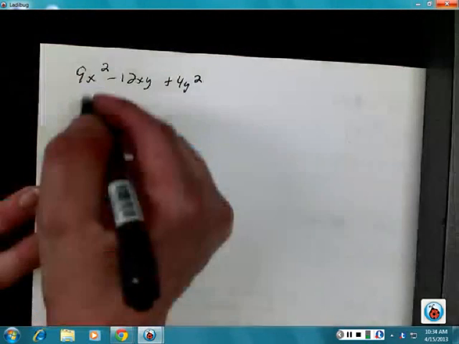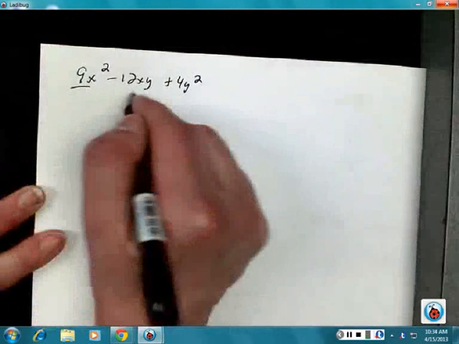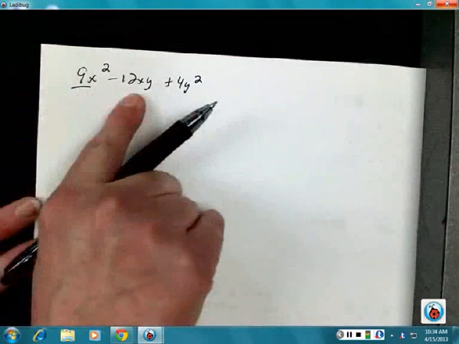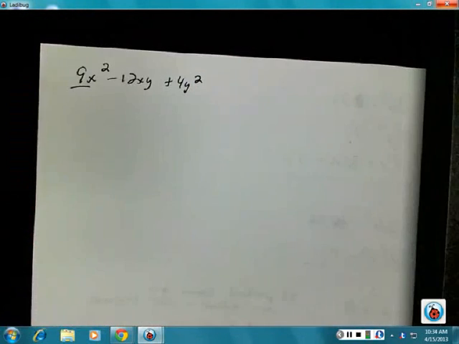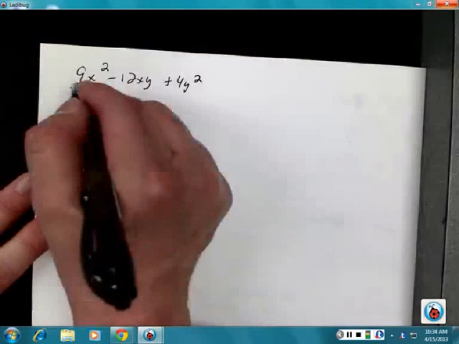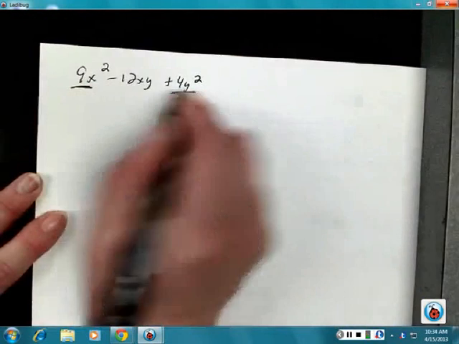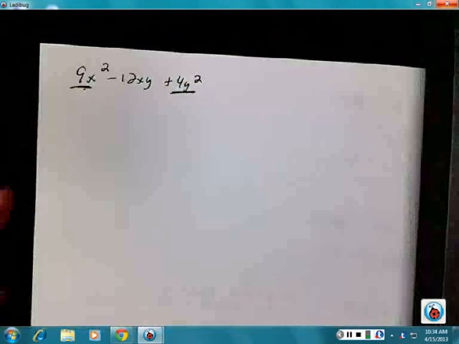Because if we take a look at this one, 9x squared minus 12xy plus 4y squared, can I take anything out of there? No, I can't. Okay, I can't factor anything out. So it looks like one of those big long ones that we've had before, which we could do that way. But the unique thing about this one is that both the beginning and the end are perfect squares.